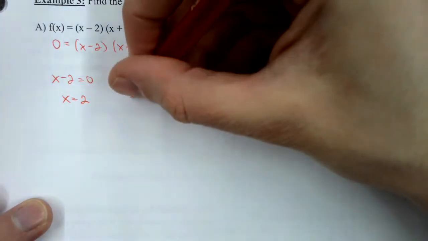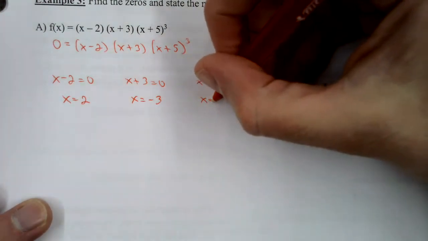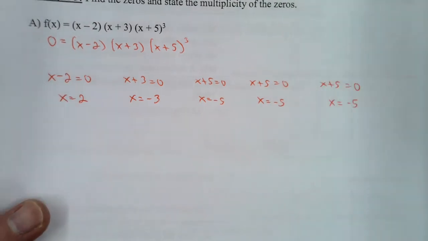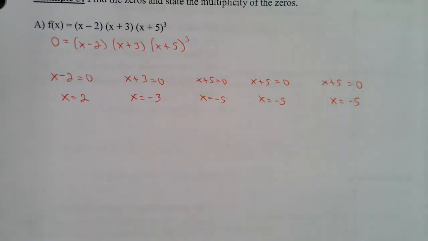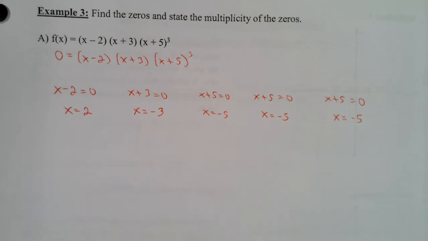So let's solve each one. x equals 2. x equals -3. x equals -5, three times. You may recall me in the past saying when we solve a polynomial equation, the degree tells you the maximum number of solutions. Okay? But we have our answer.